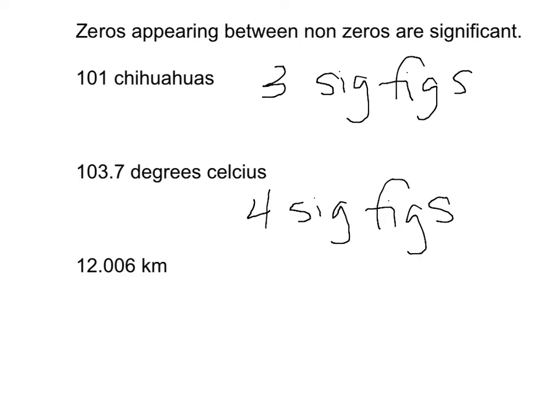This last measurement, 12.006 kilometers. Okay, now notice this time there might be some question because you're like, well, in the other two, there was a non-zero on either side of the 0, right? But in this case, I have 2 zeros back to back. That doesn't matter. Those zeros are still between the 2 and the 6. So here's the 2, here's the 6. They're between there, so they count. So in this case, 12.006 would have 5 sig figs.